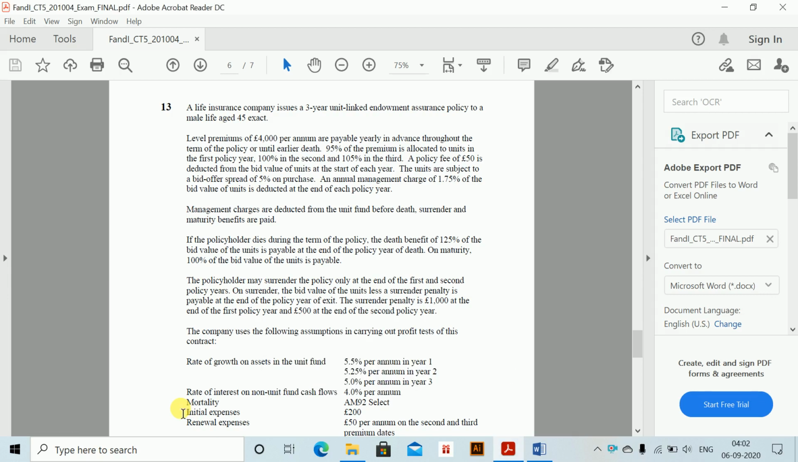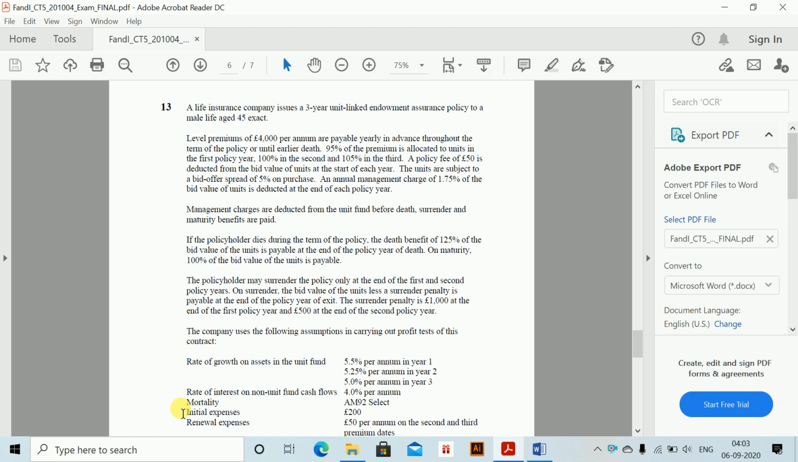Profit testing. A life insurance company issues a 3-year unit-linked endowment assurance policy to a male life aged 45 exact. Level premiums of 4,000 per annum are payable yearly in advance throughout the term of the policy or until earlier death. 95% of the premium is allocated to units in the first policy year, 100% in the second and 105% in the third. A policy fee of 50 is deducted from the bid value of units at the start of each year.